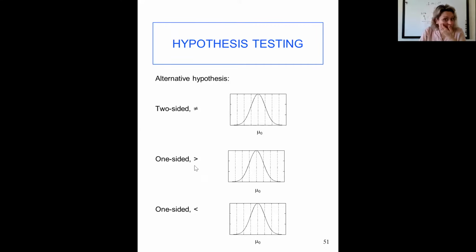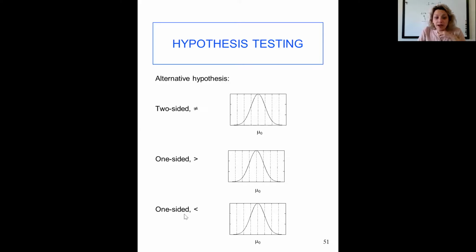The next one is the one-sided with the greater sign. When you want to say that your mu null is greater than some value, like greater than 70%, what are you going to do? You're going to draw a line here, so all the alpha is going to be on your right-hand side. And you would say that your mu is greater than some value. When we have the greater sign, mu greater than some value, we call it a right tail test.